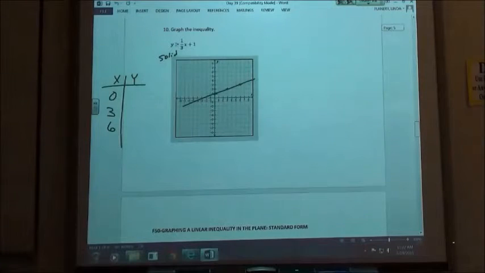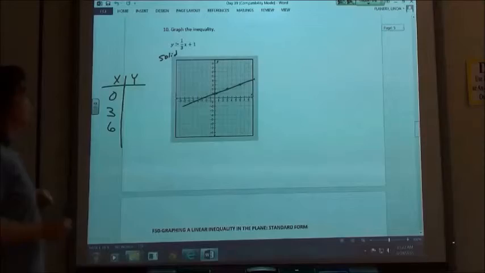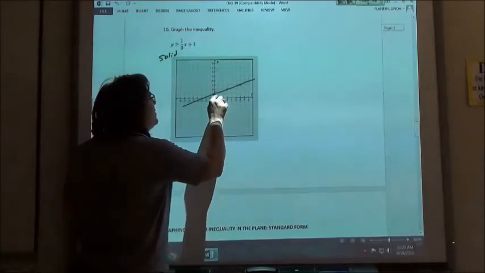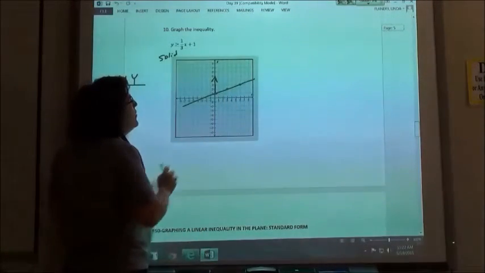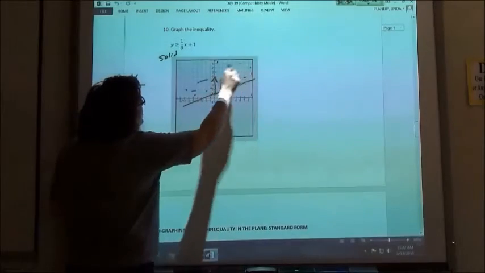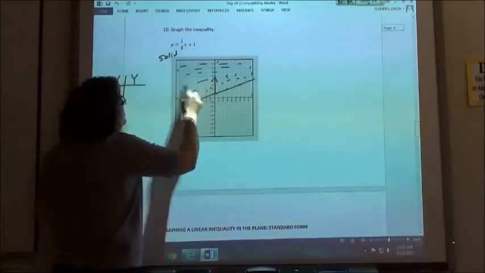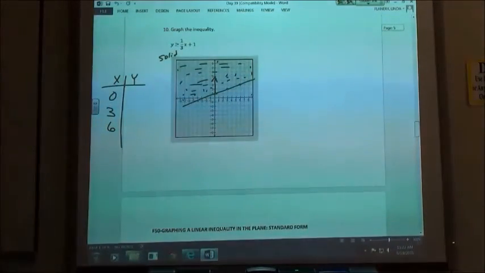And once I got my line there, it's a solid line. I want to shade greater than, so I look at my y-intercept and think about going up from my y-intercept. So this part of my line is all greater than my 1/3 x plus 1.